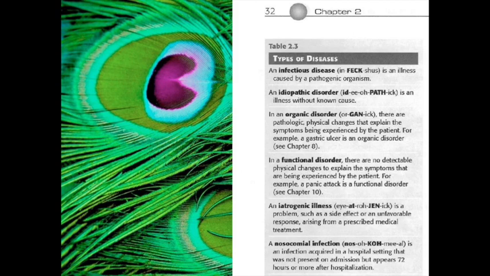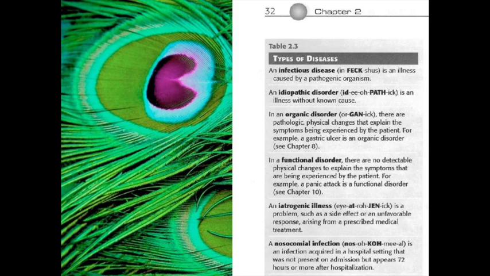So because of the environment, it's an organic disorder. A functional disorder: there are no detectable physical changes to explain the symptoms that are being experienced by the patient. For example, a panic attack is a functional disorder. We're going to talk about that more in chapter 10.